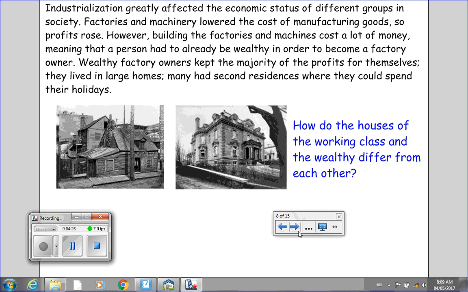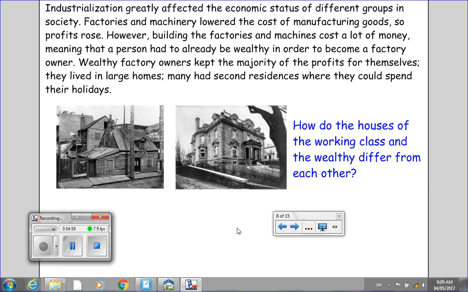Industrialization greatly affected the economic status of different groups in society. Factories and machinery lowered the cost of manufacturing goods, so profits rose. However, building the factories and machines cost a lot of money, meaning that a person had to already be wealthy in order to become a factory owner. Wealthy factory owners kept the majority of the profits for themselves. They lived in large homes. Many had second residences so they could spend their holidays.